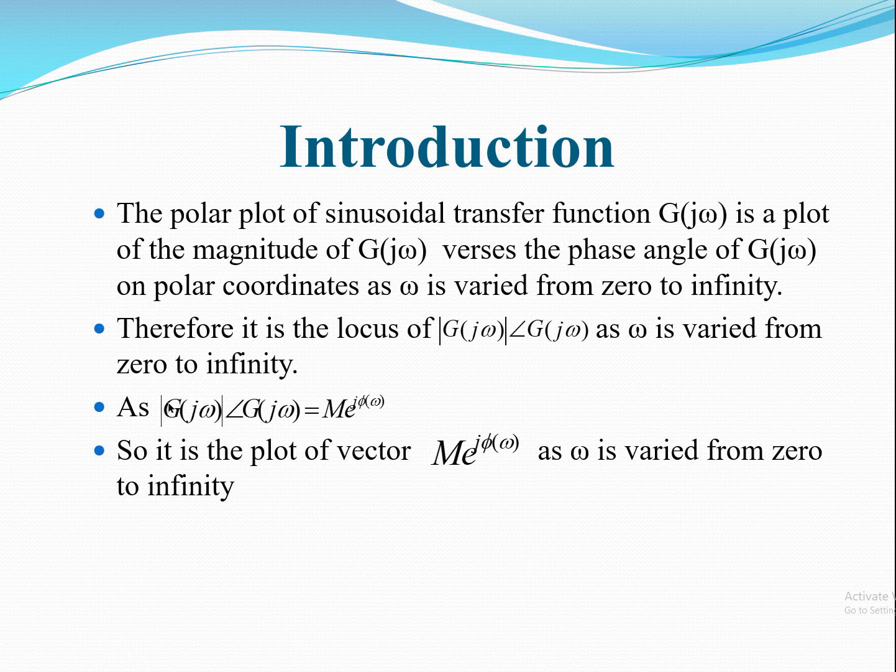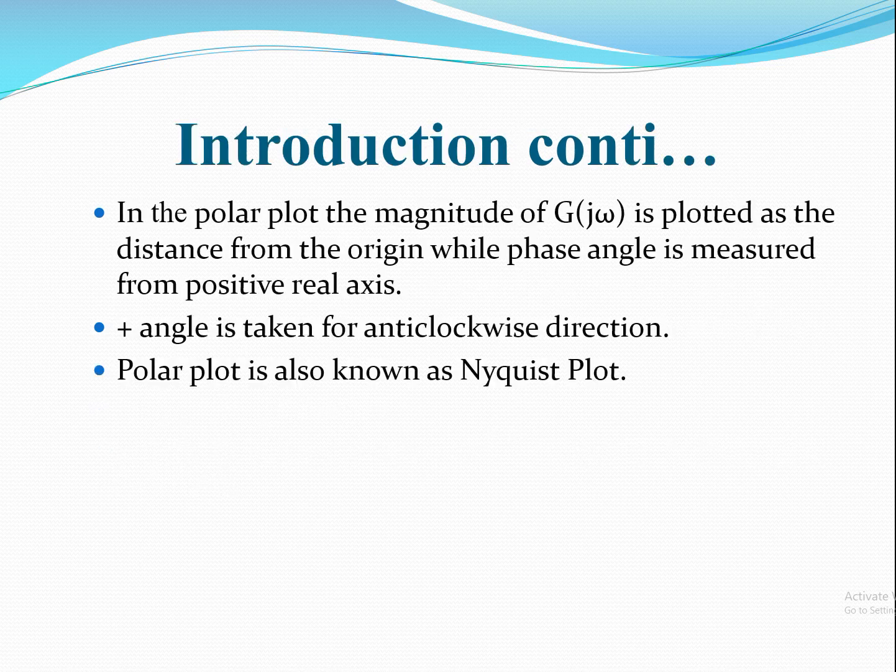As we can see, you will have a magnitude part as well as a phase angle part, so I can write it as M into e raised to j phi, where phi is in terms of omega. It is nothing but the magnitude and the phase angle. So the plot of the vector magnitude and phase angle as omega is varied from 0 to infinity is nothing but the polar plot.